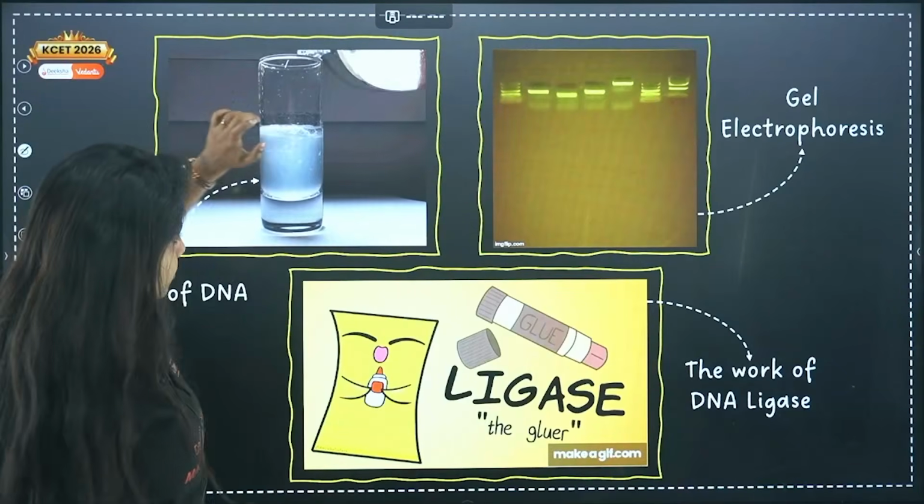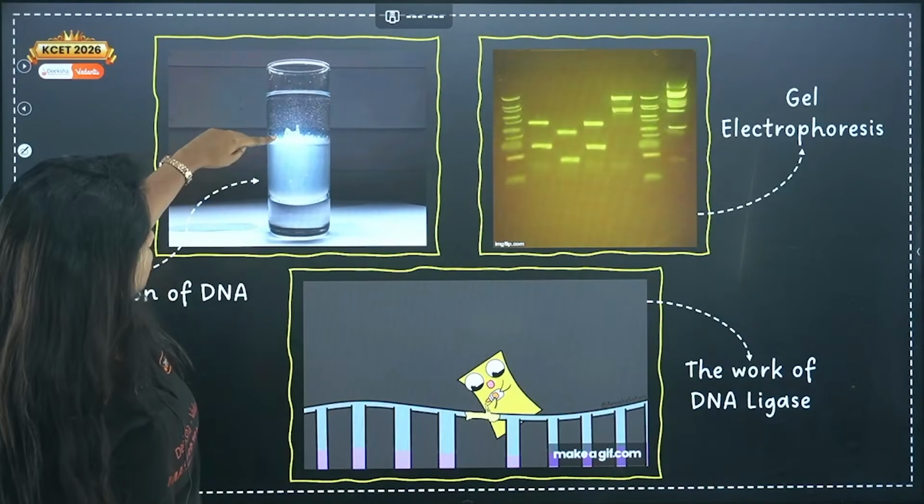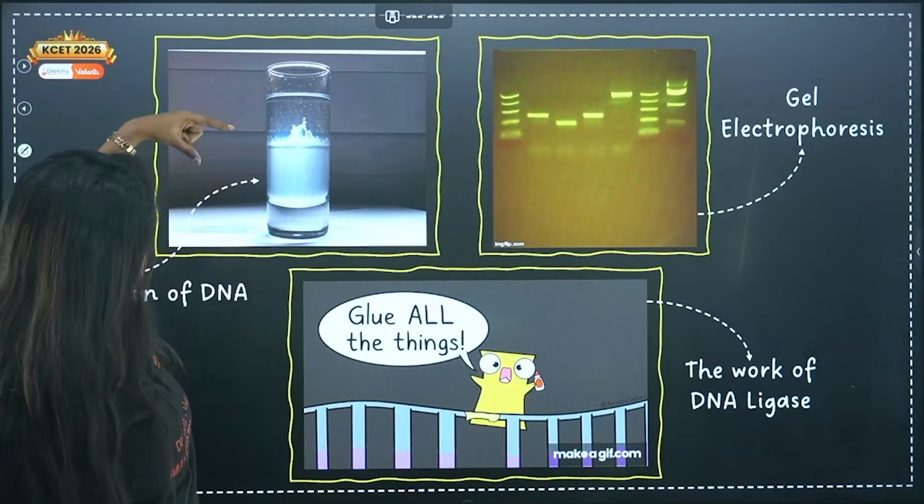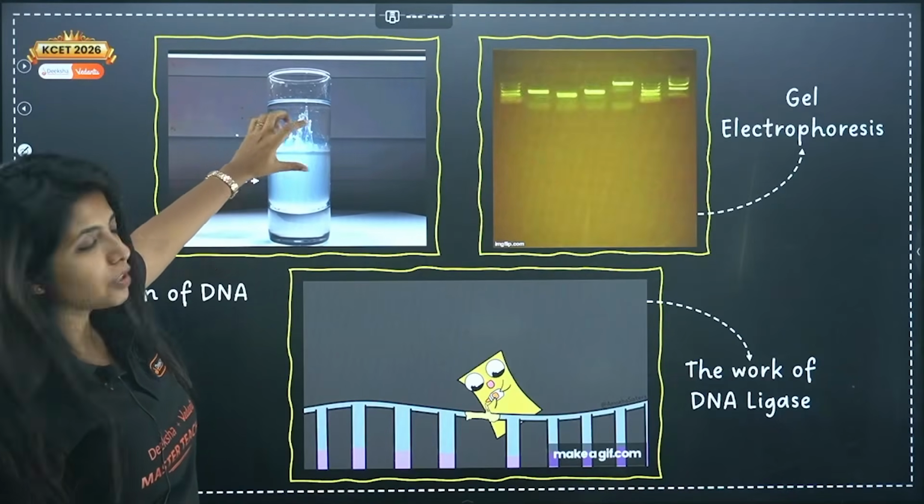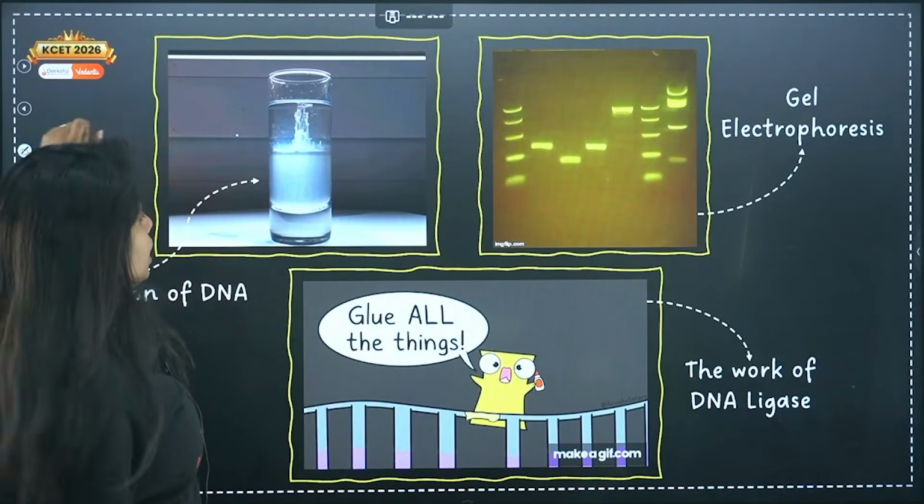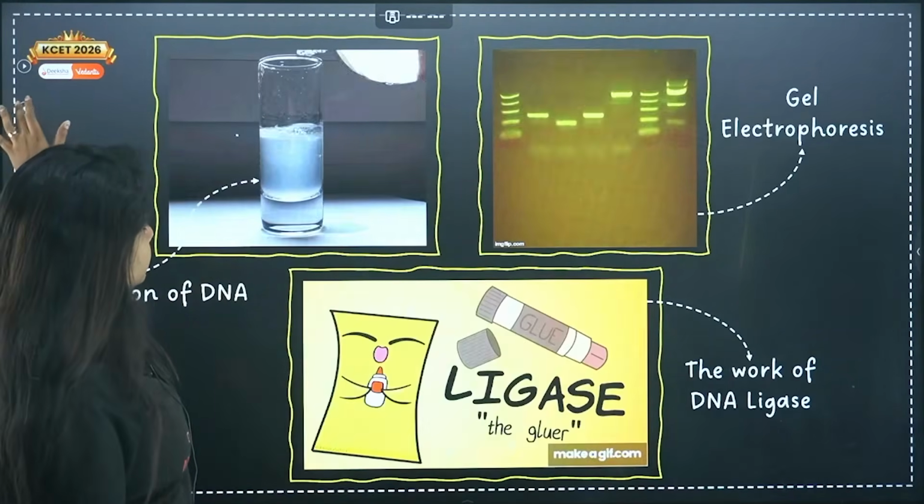So here I have a picture. This is chilled ethanol. Look, what is happening? Isolation of DNA is happening. It is not sedimenting down, basically it floats around. Okay, but anyway, it is precipitating, right?